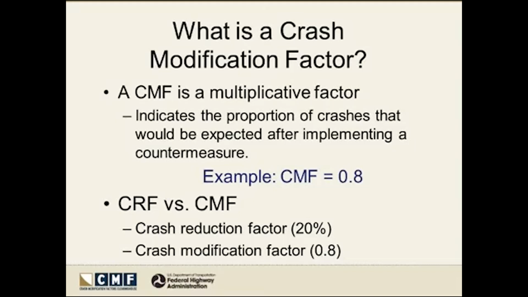A very basic example here is a CMF of 0.8, and this would indicate that if you implemented whatever treatment that's associated with, you would see a decrease in crashes. You would multiply whatever crashes you expected to have without that treatment by 0.8, and so you'd be seeing 80%. You would expect to see 80% of the crashes in the future that you had been seeing.